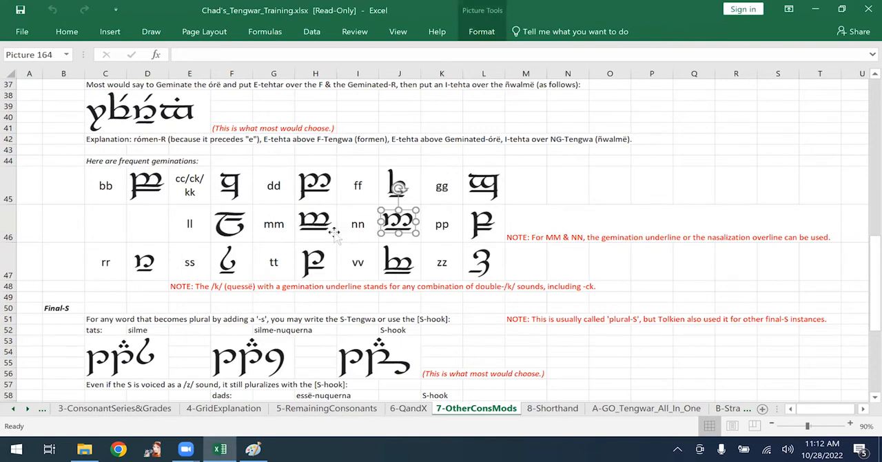Now, you could argue that you could make the M and then put the line over it like it's nasalized. Same way with the N. Anyway, there's double P, double ore, double silme, double tinko, double, this right here is the V with the line under it. You see how that's not touching? All these ones that the stem goes down touch. The double Z is kind of weird looking.